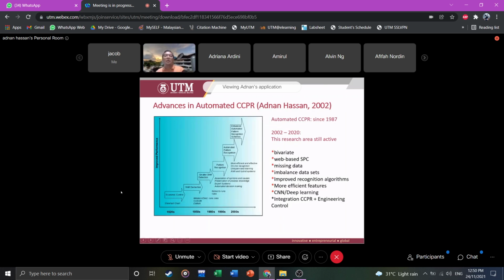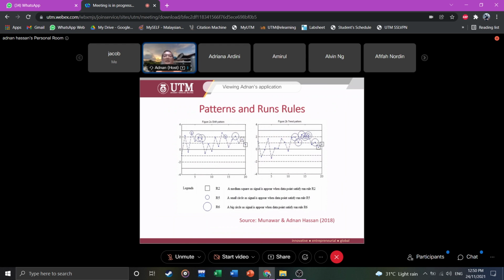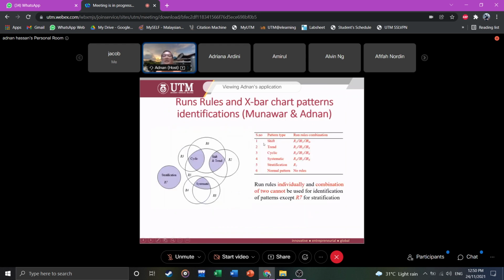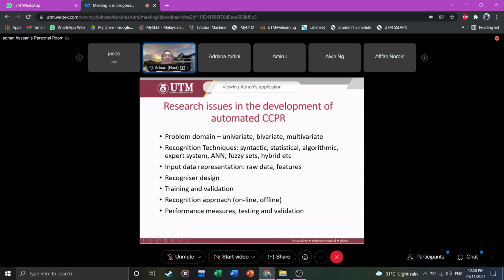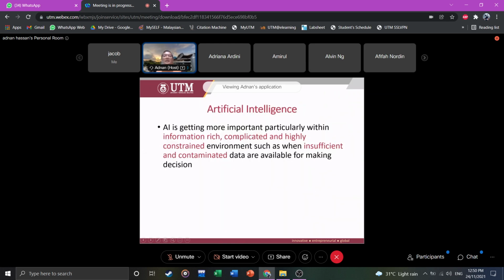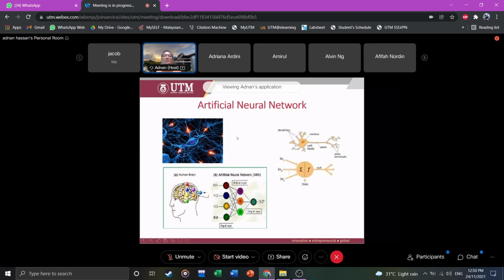I think I skipped this part. So the runs rule has been used to identify that. Machine learning is also now being used for pattern recognition. Maybe I would like to briefly introduce how that pattern recognition can be done. It is basically a study from human behavior.